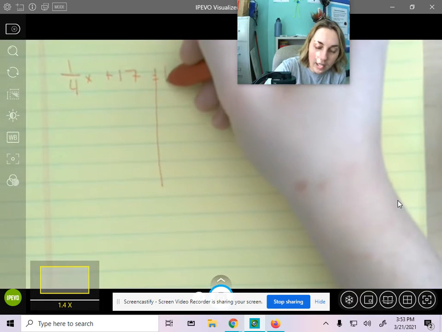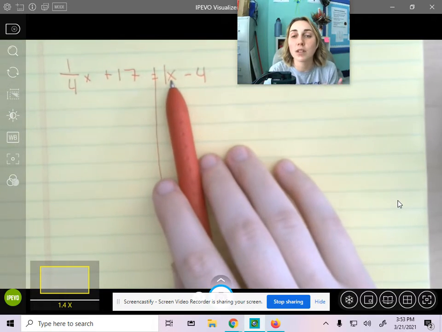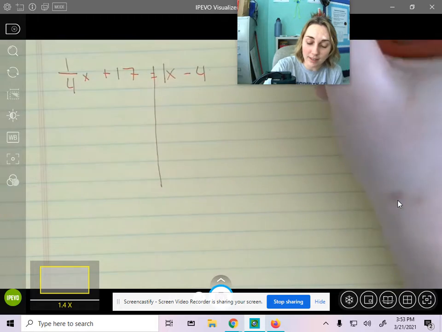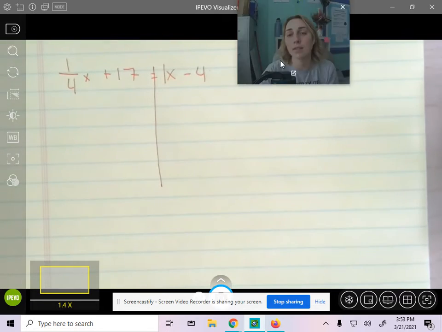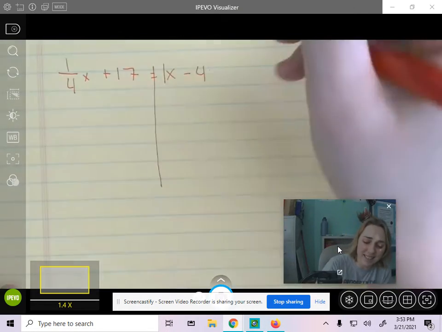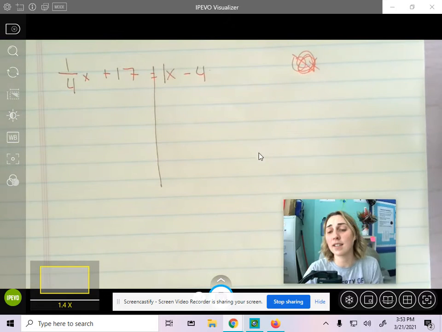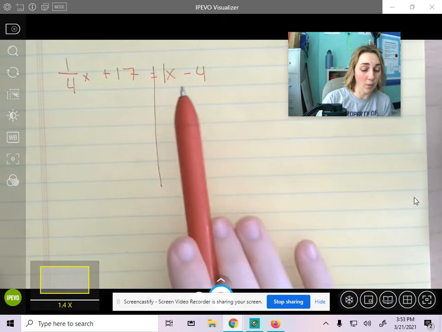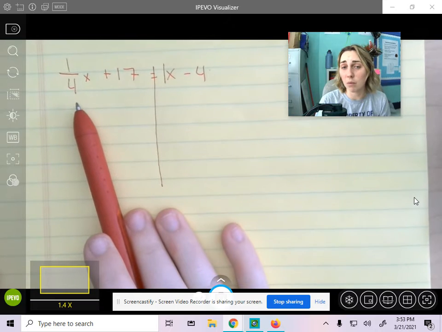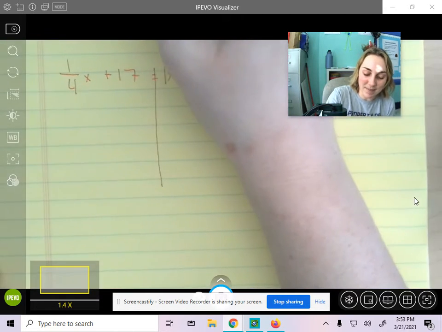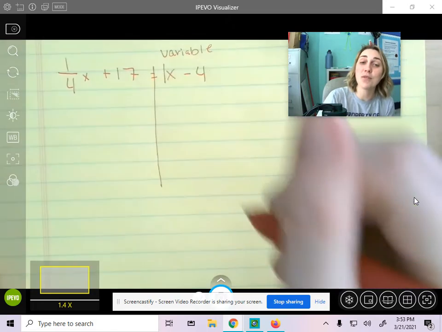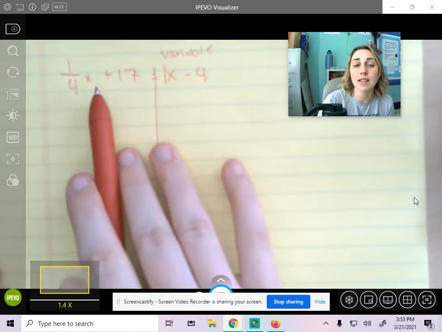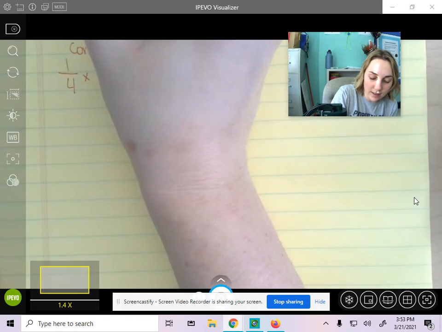Remember, when you have a variable by itself, you have to automatically assume there's a 1 in front of it, because 0x doesn't exist. You can't have 0x. So if you see a variable by itself, a 1 has to be in front of it. Using that information, I know that 1 is bigger than 1/4, so I'm going to make this my variable side because 1 is bigger than 1/4. This is going to be my constant side.